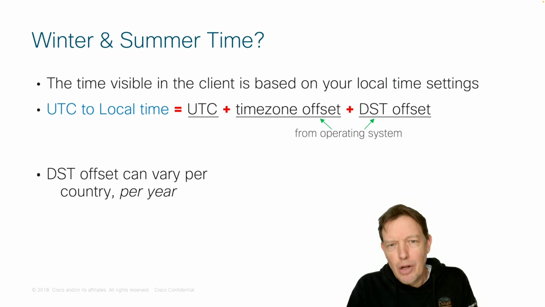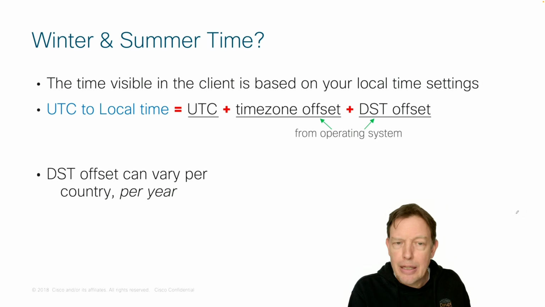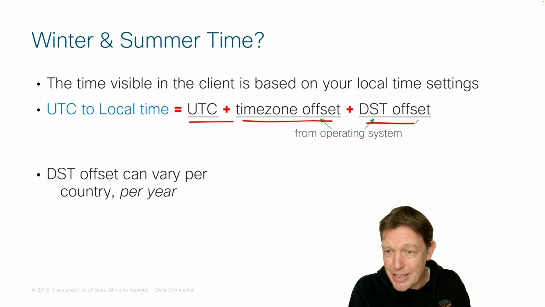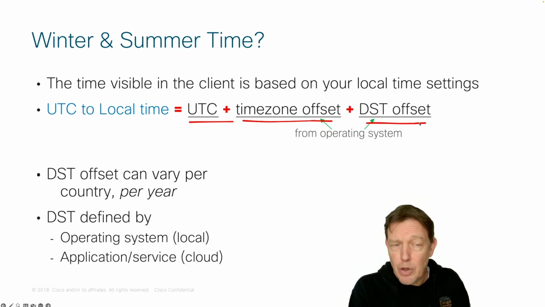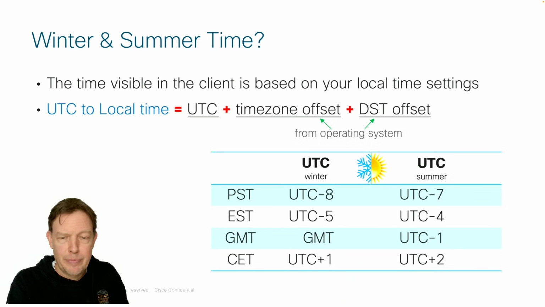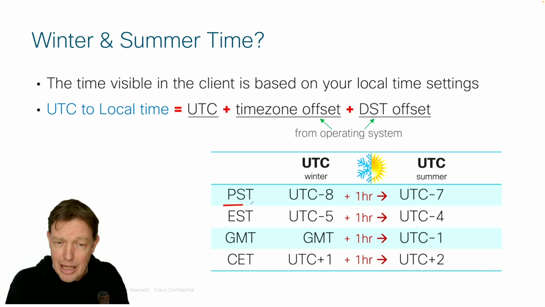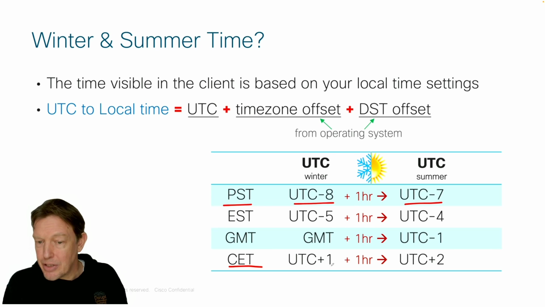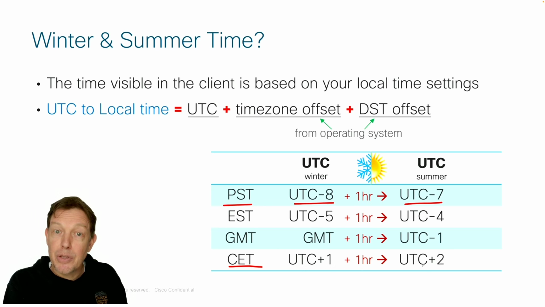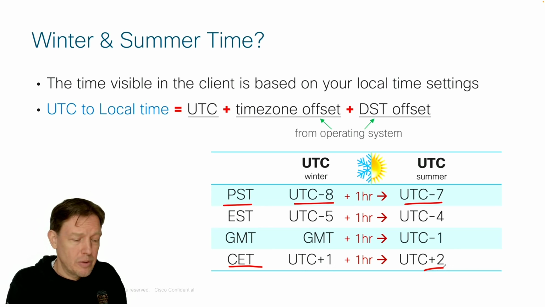So UTC to local time is UTC plus time zone offset plus DST offset, all defined by the operating system. So if we look at Pacific Standard Time, California, that is UTC -8. And in the summer, it's UTC -7. Compare that with CET, which in the winter is UTC +1, and in the summer, UTC +2.